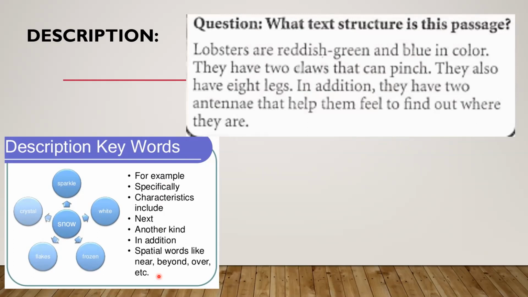So if you look in this, the word in addition is a key word. But if you look at the passage more, you will see reddish green and blue in color, have 2 claws that can pinch, have 8 legs, have 2 antennas. These are all part of description. It is telling you what lobsters are like, what they look like, what they do. So for that reason, this is a description passage.